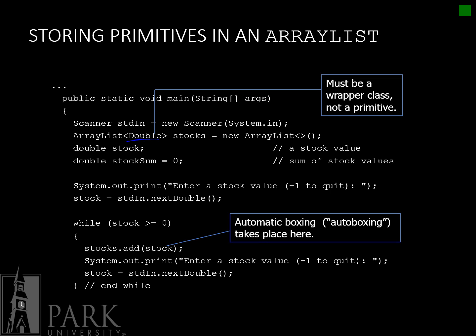Also notice here that the autoboxing takes place. So stock is a double. We're not using capital D Double. We're not using this. No, we're using this. So what's happening is the Java compiler is saying, okay, stock stores the wrapper class, and I'm getting a primitive value, so go ahead and cast this primitive as the wrapper class, and that's what autoboxing does.